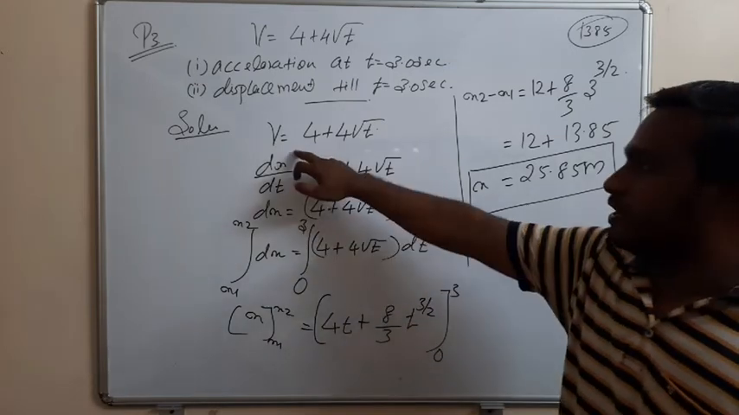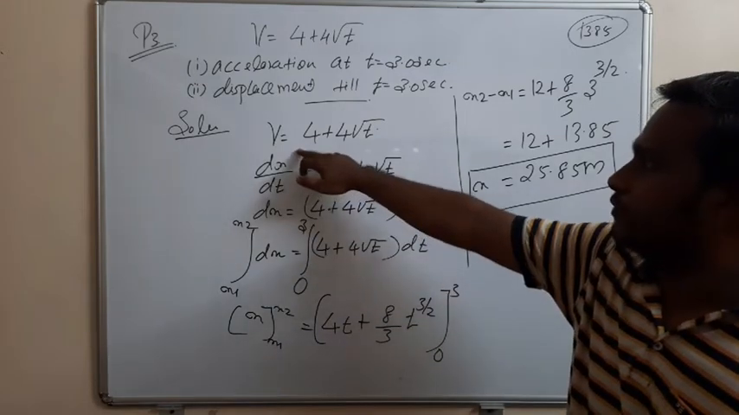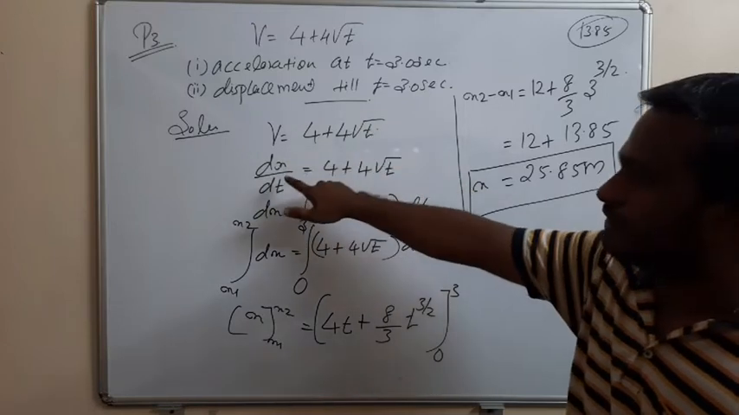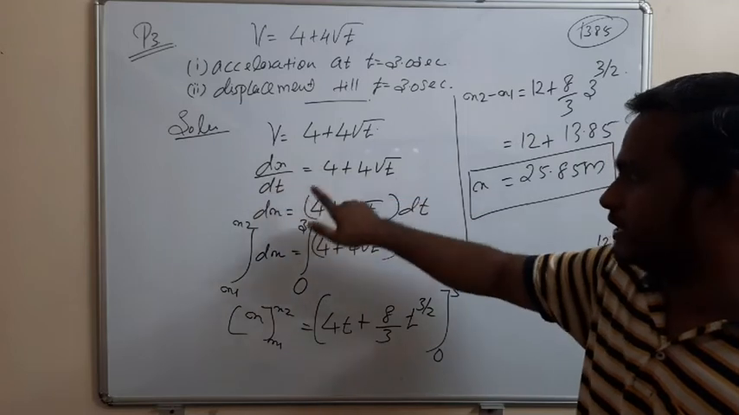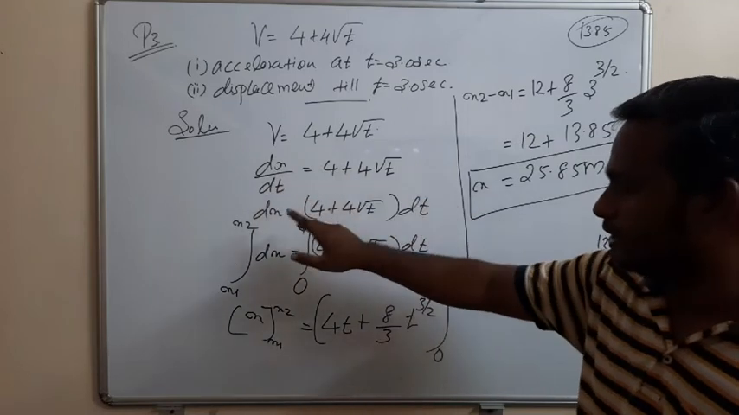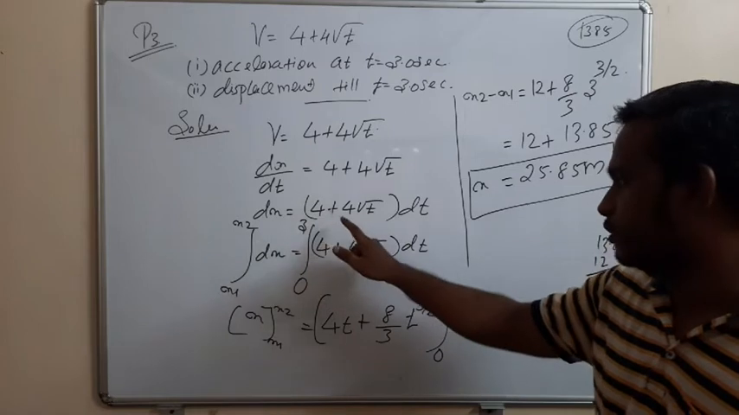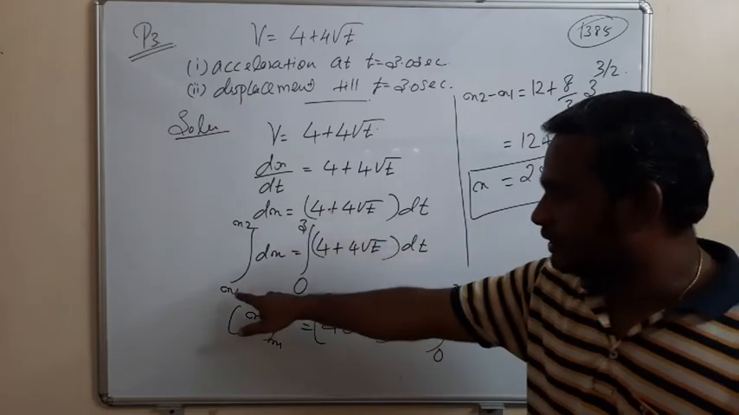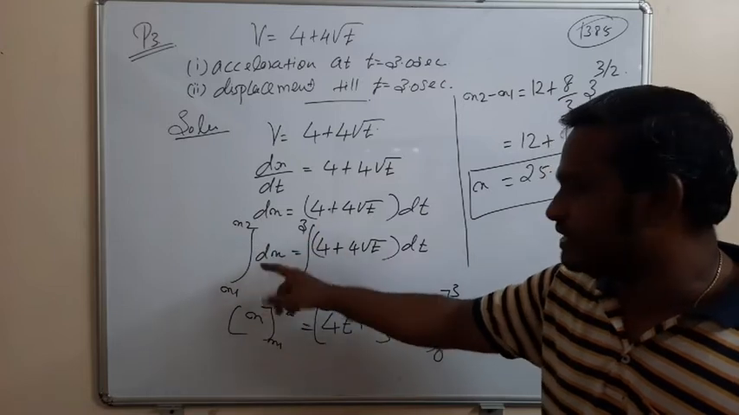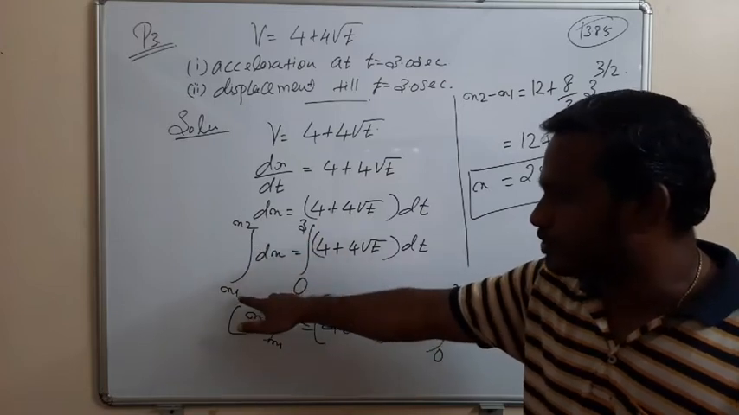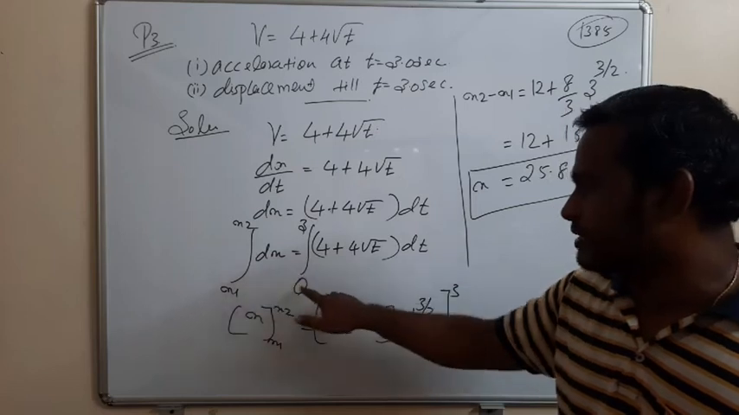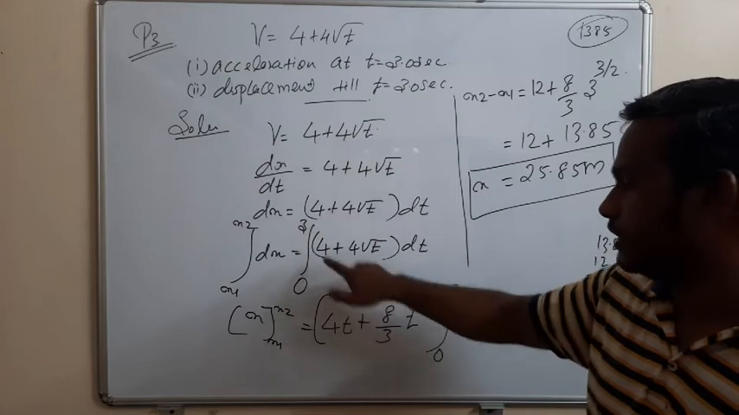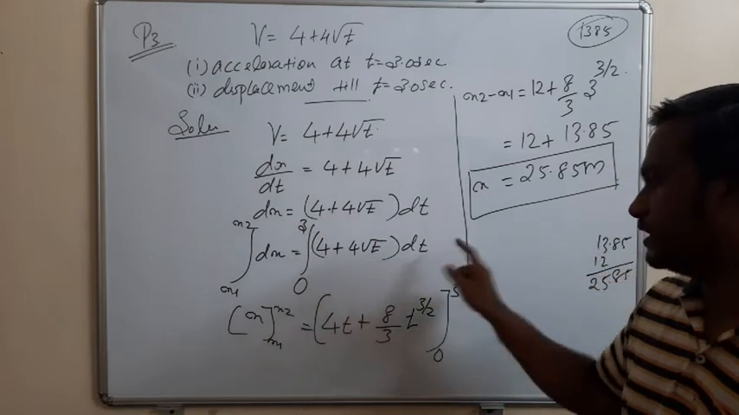So instantaneous velocity is given, v is equal to 4 plus 4 root t. We have to find the displacement. First step, write v is equal to dx by dt, that is 4 plus 4 root t. Separate the variables: dx equal to 4 plus 4 root t into dt. The next step is to integrate. We don't know how the displacement is changing, so we put x1 to x2 as the limits. The change in time we know, that is 0 to 3 seconds.